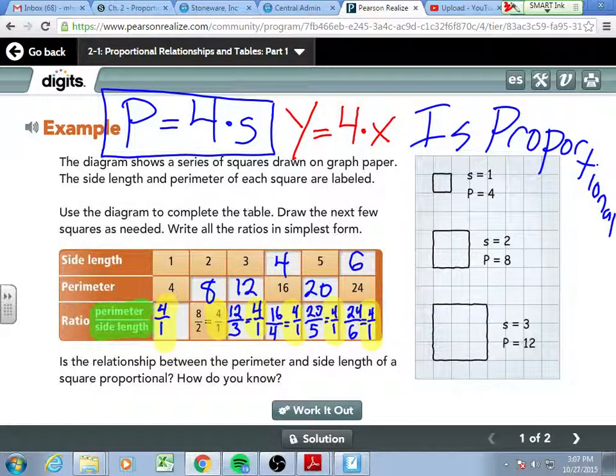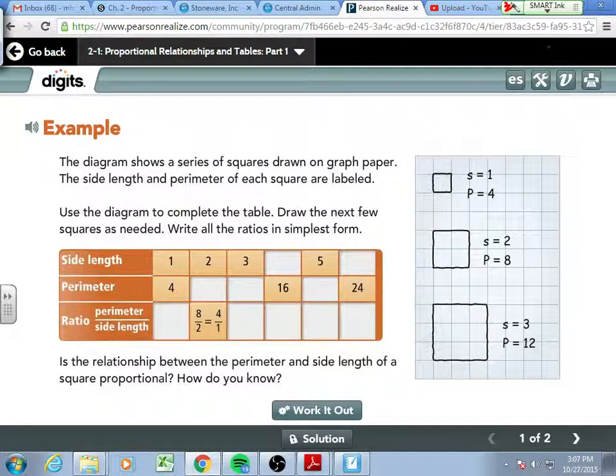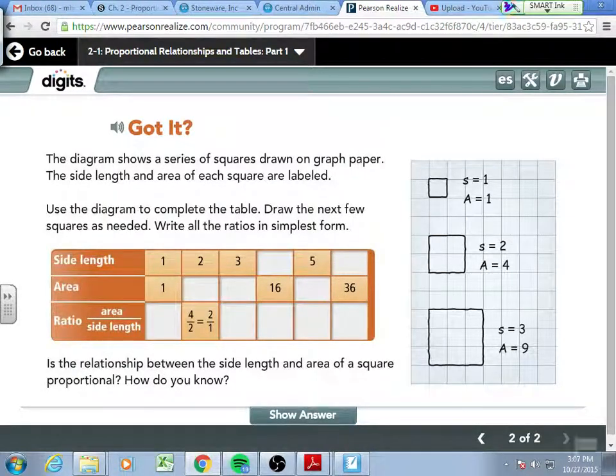Okay, let's look at area. So, Haley, how do you find the area of a quadrilateral, a four-sided shape? Width times height. Yeah, the width times height, or length times width, or whatever you want to call it. It's your two side lengths.